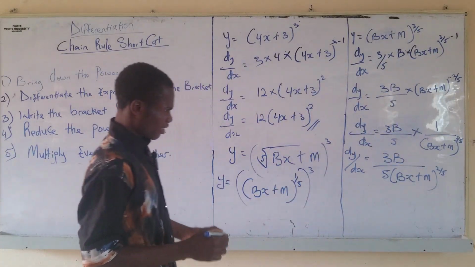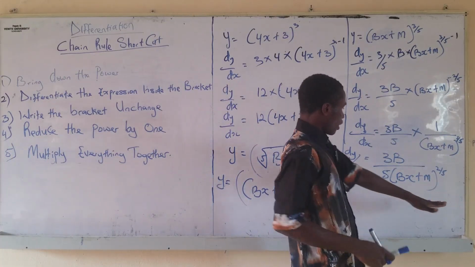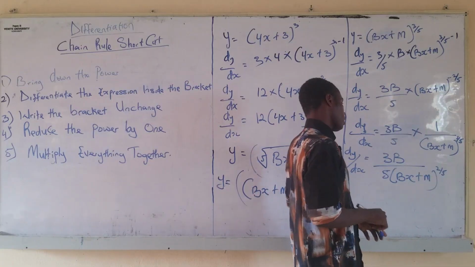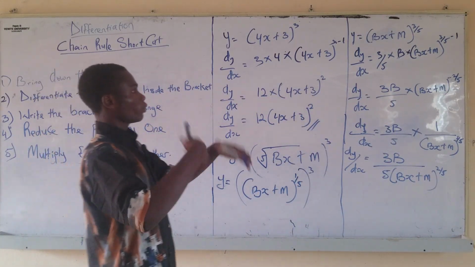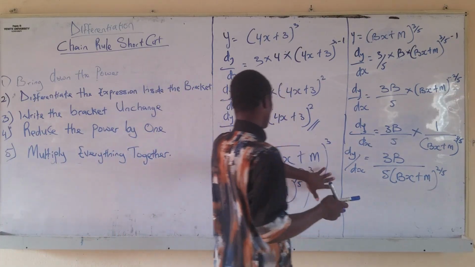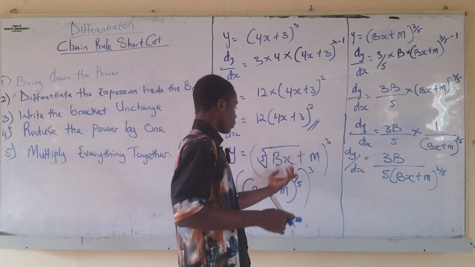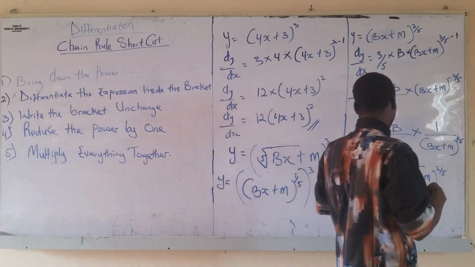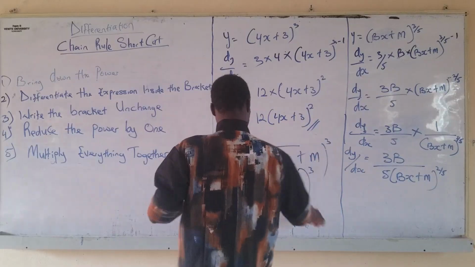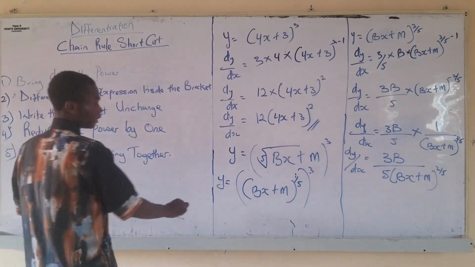At this point, this is not the actual answer, this is not the final answer. We have to convert it back to the original root, that is, to how it was given. This is how it was given. So we have to convert it back to the original root. To do that, we have to apply the law of indices.